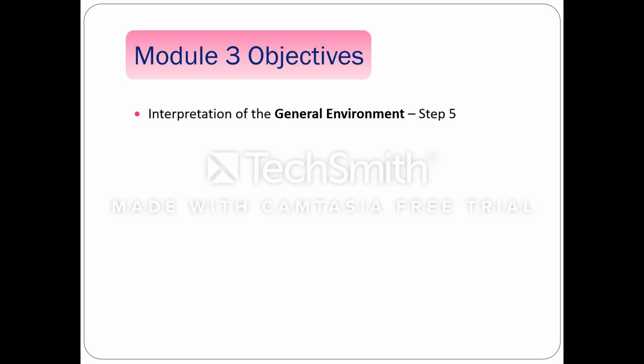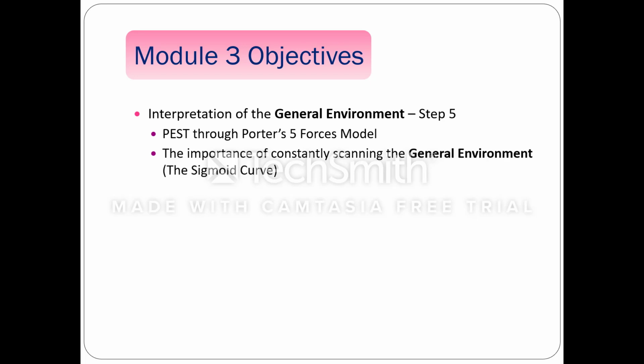So first of all, we're going to look at how we can interpret the general environment, or more specifically, changes within it. And in relation to that, we're going to look at something called the PEST 3 Porters 5 Forces model. And then we're going to look at the importance of constantly scanning the general environment for changes. And in relation to that, look at something called the sigmoid curve. So then we'll have looked at all 3 layers of strategic analysis. So the industry layer or industry environment, the internal environment and the general environment.